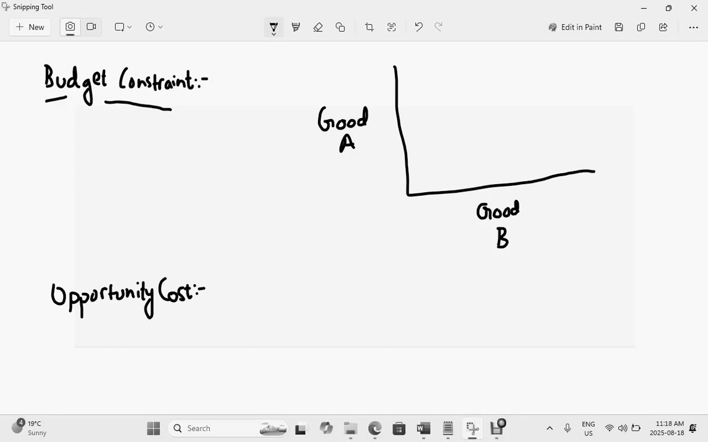As you move away from good A, you're consuming more of good B, which means you're losing more of good A. As you move away from good B, you're consuming more of good A, and you lose the opportunity to consume good B. So you can consume either or, and that has to do with your production possibilities frontier as well.